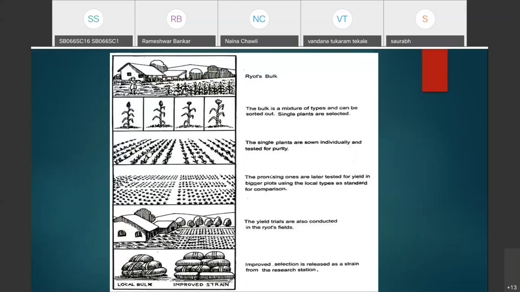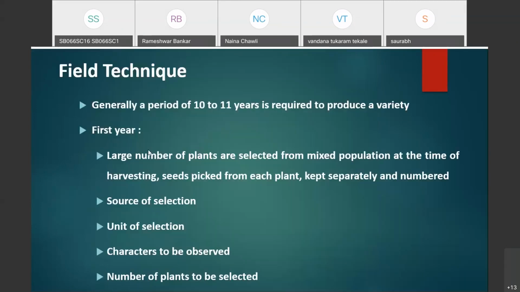It is also called single line selection, individual plant selection, single plant selection, progeny selection, pedigree selection, inbred selection, and head to row selection. This is just an outline of how the field technique in pure line selection is practiced. Now we are discussing how pure line selection is actually carried out.